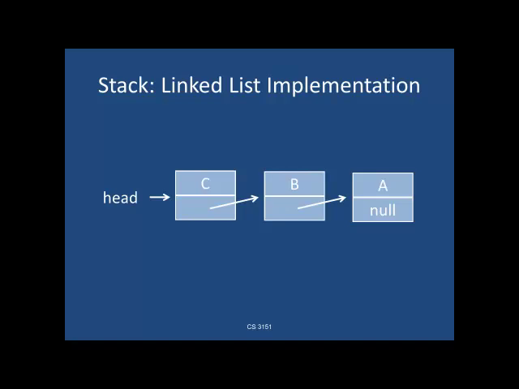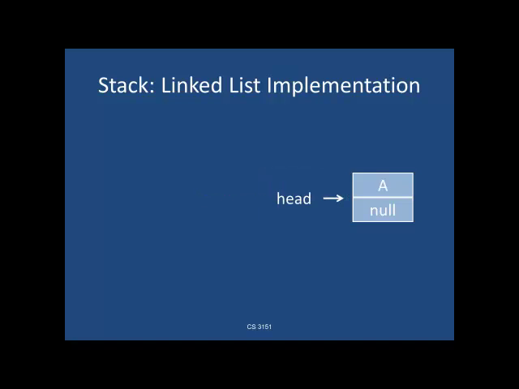The stack policy requires that we remove C in the upcoming pop operation, since C has been added most recently. We accomplish this by removing from the head, since the most recently added item is always at the head of the list. Finally, we pop B from the stack, that is, from the head of the linked list.